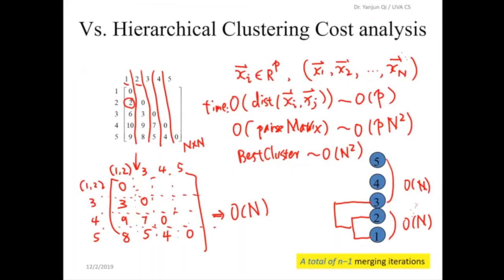Okay. And then the reclustering has a little bit more detail. After you know the best cluster, in this case, you group 1 and 2 together. And then your current clusters are 1, 2, 3, 4, 5, right? Then you need to rebuild this old matrix into a new matrix, and calculate cluster 1, 2 versus 3, 4, 5. Because that's a new cluster, you have to recalculate this distance, right?